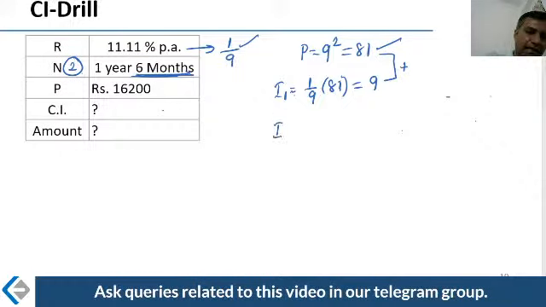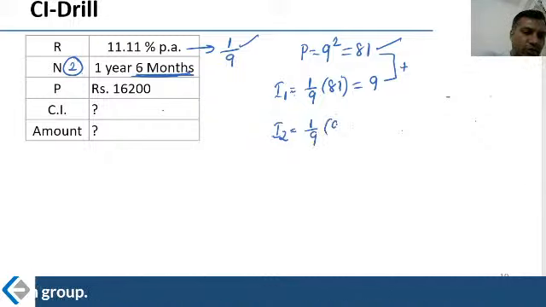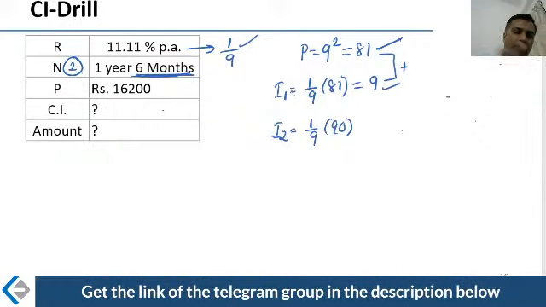For the entire second year, how much do I get? Let me calculate that. In the second year, you get 1 by 9th of 90 rupees. What is this 90 rupees? 81 plus 9, add them, because the principal is going to be revised every year under the compound interest scheme.